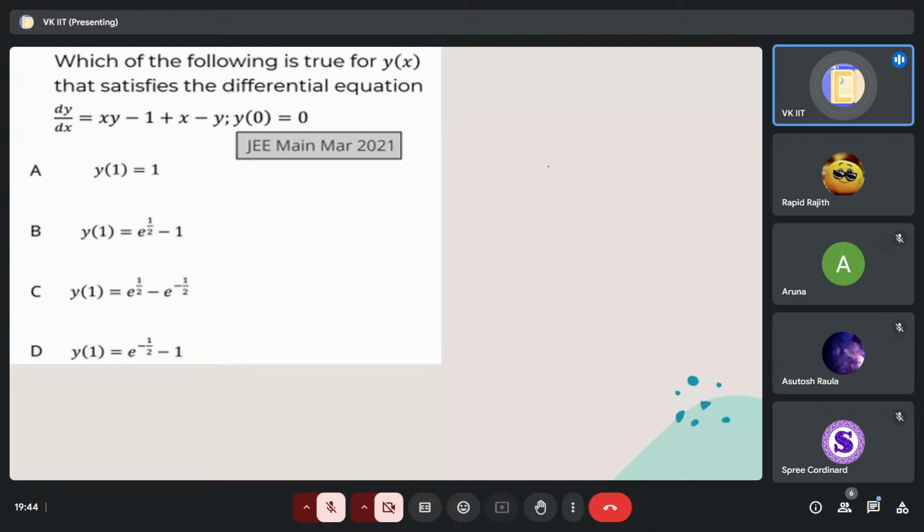Sometimes the question will not directly look like variable separable, but you have to check by hook or by crook. So integrating both sides, you get dy upon y plus 1, and the left side will be a log. So the left side will be ln of mod y plus 1 is equal to the integration of x, which is x square by 2, minus the integration of 1, which is x, plus c. Now the conditions are given. Put the conditions and get your c value.